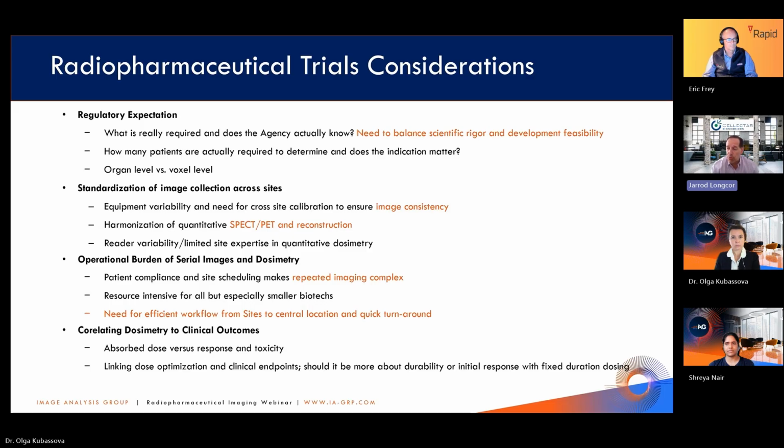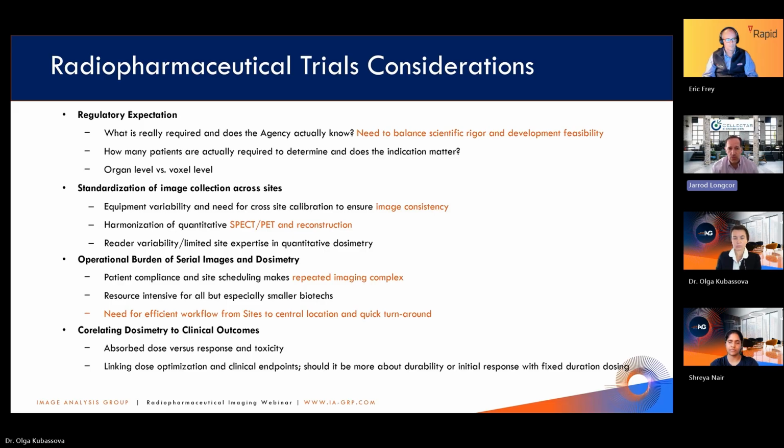That means that throughout it, there is a huge need for an efficient workflow, not only at the site level, but from sites to central locations. And then, obviously, as I sort of alluded to before, what's really important is that there's a quick turnaround, that from the point of the image being taken, it can be validated that that image is accurate and is being done correctly. But also, from a sponsor perspective, I want to have access to that information as soon as possible to make decisions around further development.